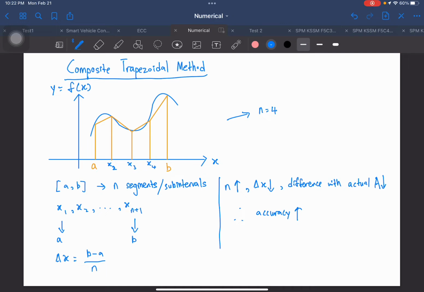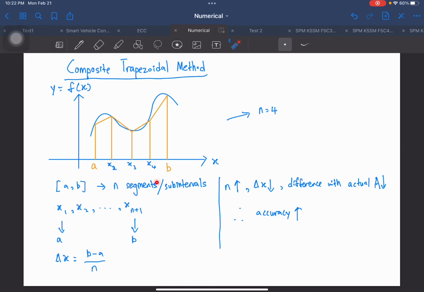Here is numerical integration part 2. We will go through the composite trapezoidal method today. Here is the composite trapezoidal method, where we divide the interval A to B into n segments, or we can say n sub-intervals.